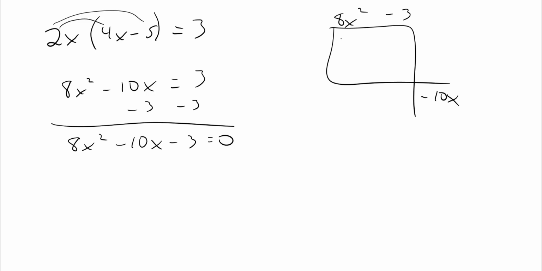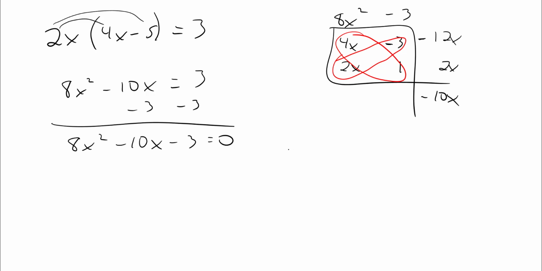Okay, so for 8x I'm going to go with 4x and 2x. And for 3, well, think about it. If I did 1 and 3, that's not going to be good. Again, you have to experiment. This is 3 and 1, because this is going to be 12x and 2x. And one of them has to be negative because you have to multiply to negative 3. Of course, this one's going to be negative because you need a negative 10x. Okay? So we have 2x minus 3 and 4x plus 1.